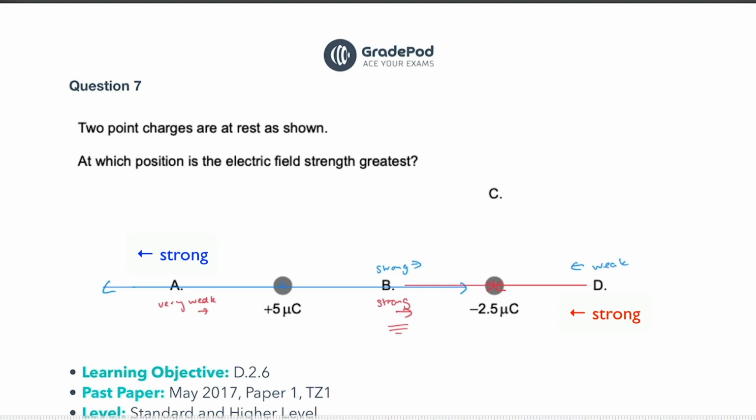Finally, at C, it's going to feel a weak force in that direction due to the plus 5 coulombs, and it's going to feel a relatively strong force in that direction due to the minus 2.5 coulombs. If we add them together, it looks alright, but I reckon our biggest, strongest point is here. So our answer for question 7 is B.